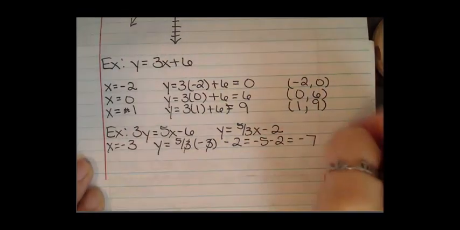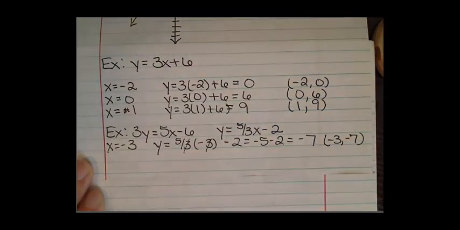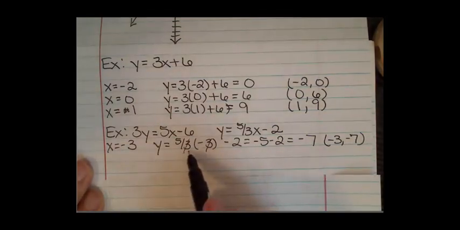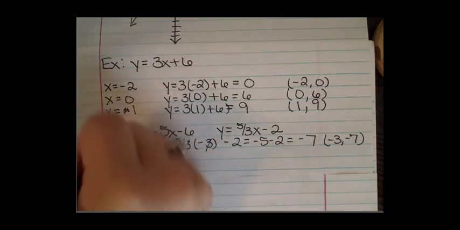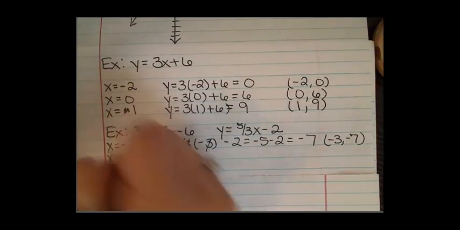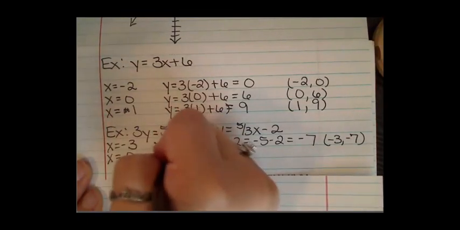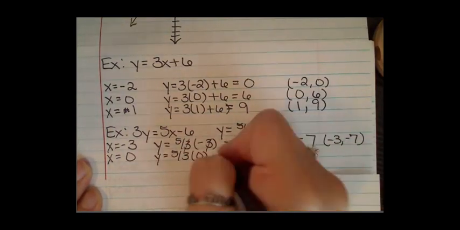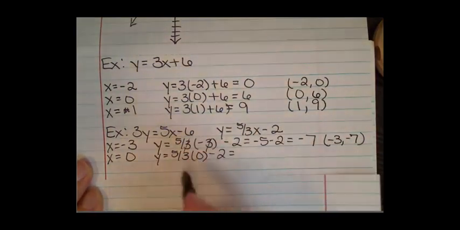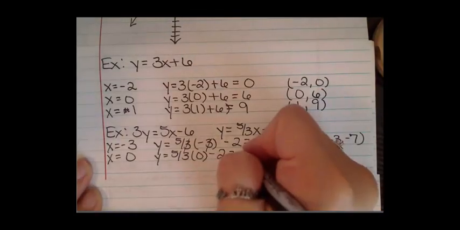So it'll be -3, -7. And that way we didn't get any fractions. So whatever the bottom number is, if you're trying to figure out and plot by points, I would just make your x that value and make it positive and negative and then 0. So x equals 0. We have y equal 5 over 3 times 0 minus 2. So this is all going to go to 0, so that'll just leave it to be minus 2.